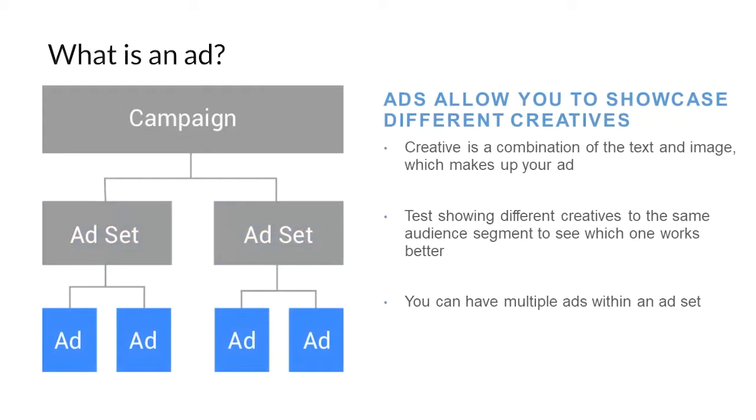What are ads? An ad is nothing but a creative that is a combination of text and image. Your ad can also have videos. It can have multiple images and multiple videos, which are known as carousel ads. There are different types of ad formats available in Facebook, such as canvas ads, carousel ads, single image ads, video ads, and so on. We'll talk a bit more about ads in further videos.